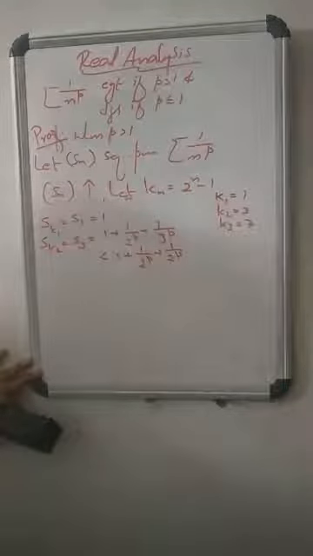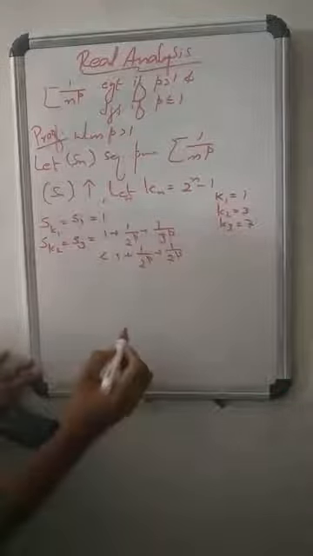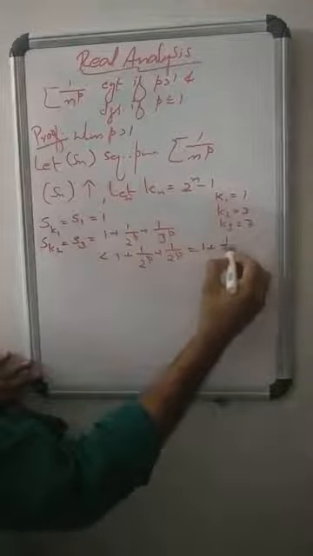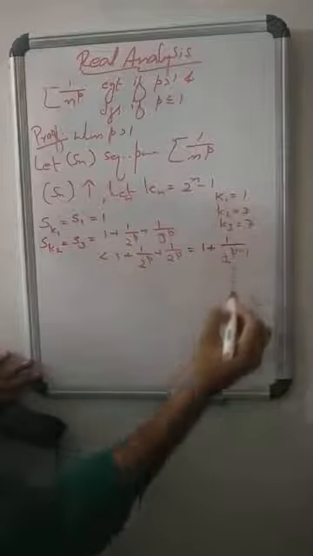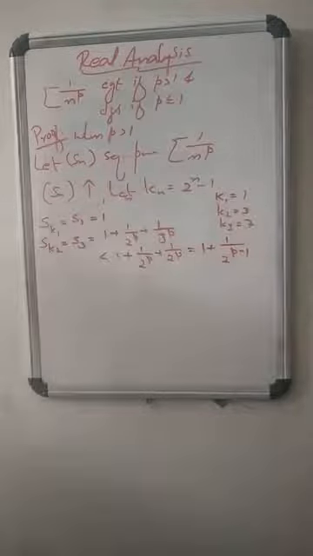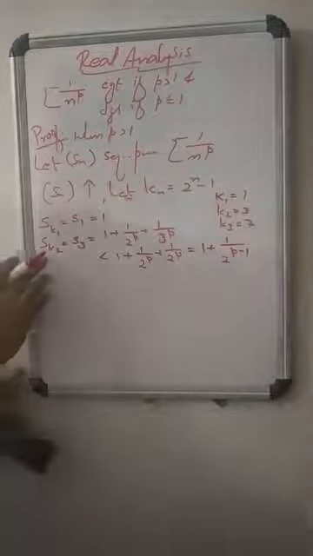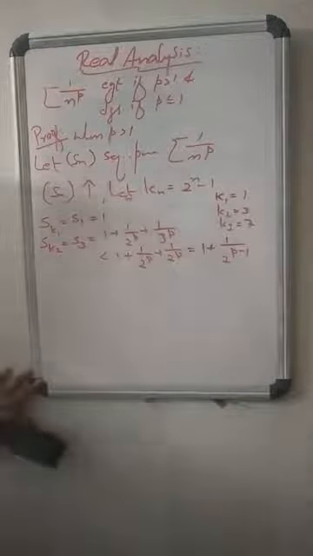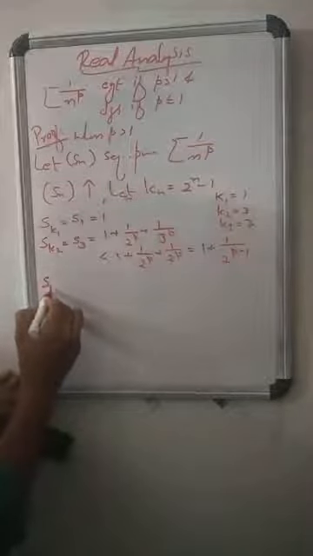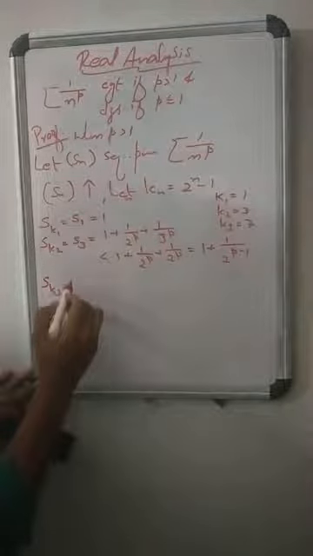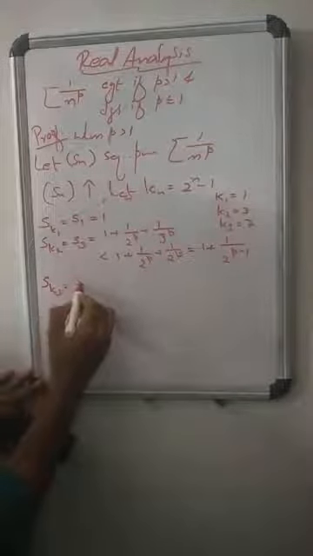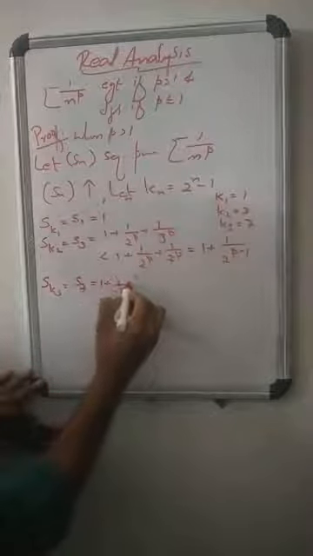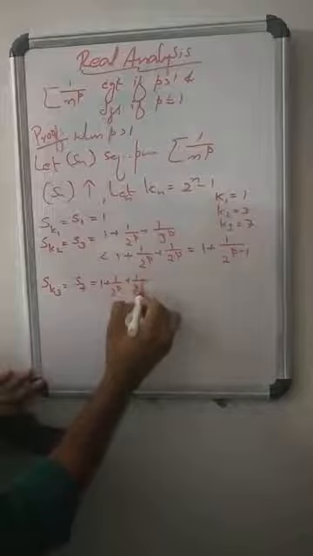Clear? Okay. That equals 1 plus 2 by 2 power p, which means 1 plus 1 by 2 power p minus 1. So S_K2 is strictly less than 1 plus 1 by 2 power p minus 1. What is S_K3? S_K3, what is K3? 7. So it is S7.